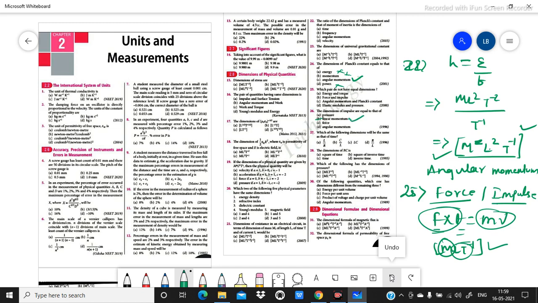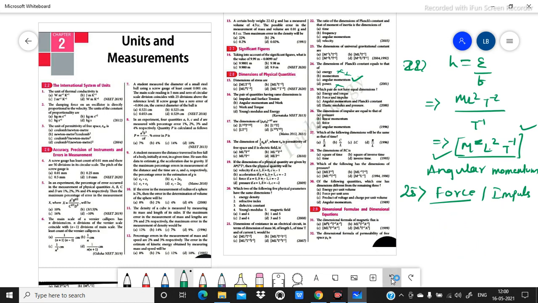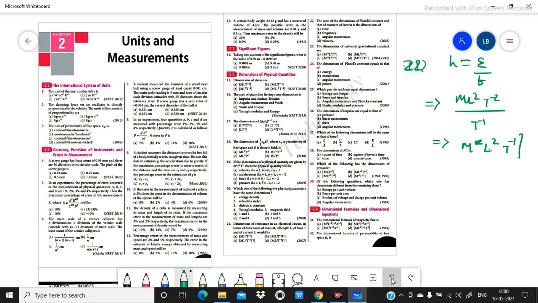This is only possible by lots of practice, and you have to remember all these formulas at least. If you are not comfortable remembering the dimensions, then at least remember all these formulas. Once you have remembered them, you won't have any issue. So formulas are very much important here, particularly in this chapter.